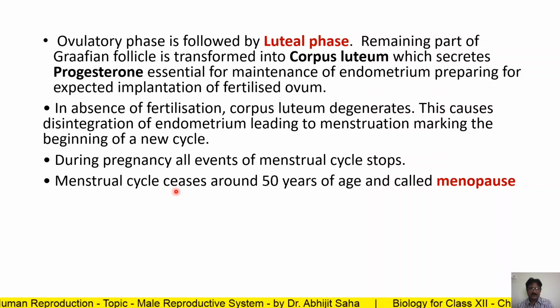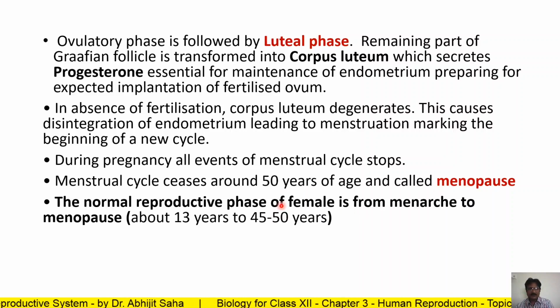The cycle ceases around 50 years of age. This is not a fixed age; it can be lesser also, 45 also. So 45 to 50 may be considered as the age of menopause. Normally, the reproductive phase of a female means the period from menarche to menopause. That means 13 years is the menarche, 45 to 50 years is the menopause. So this is the span of the reproductive period of a normal female.